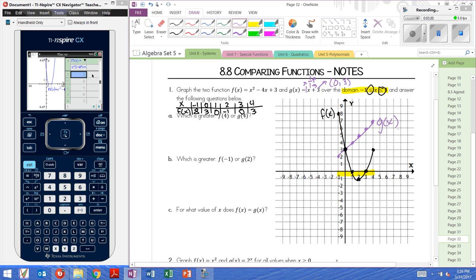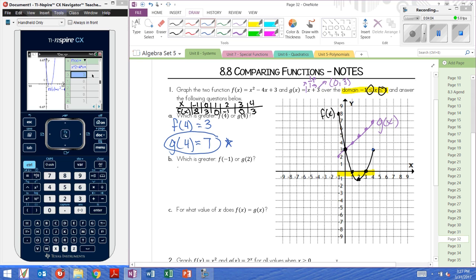And in part A, it says, what is greater, f of 4 or g of 4? Well, why don't we figure out what each of those are? So f of 4 and g of 4. Here's my f of x function, the function that's written in my black line, f of 4 is 3. G of 4, on the other hand, is 7. So remember, f of 4 means what is y when x is 4. Well, we're comparing 3 and 7, so g of 4 is greater because it's at 7.